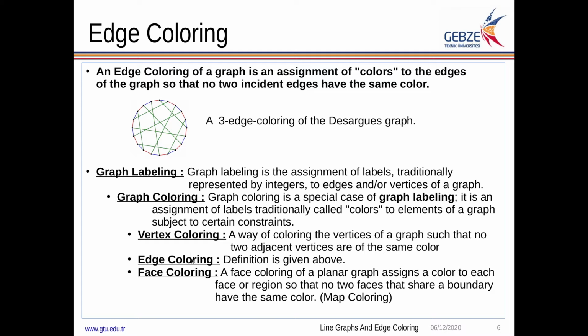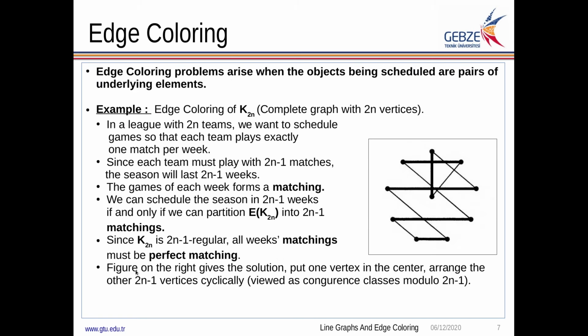In fact, edge coloring is a subproblem of graph coloring, which is a subproblem of graph labeling. And edge coloring, vertex coloring, and face coloring are in the same family of problems. Edge coloring problems arise when the objects being scheduled are pairs of underlying elements.